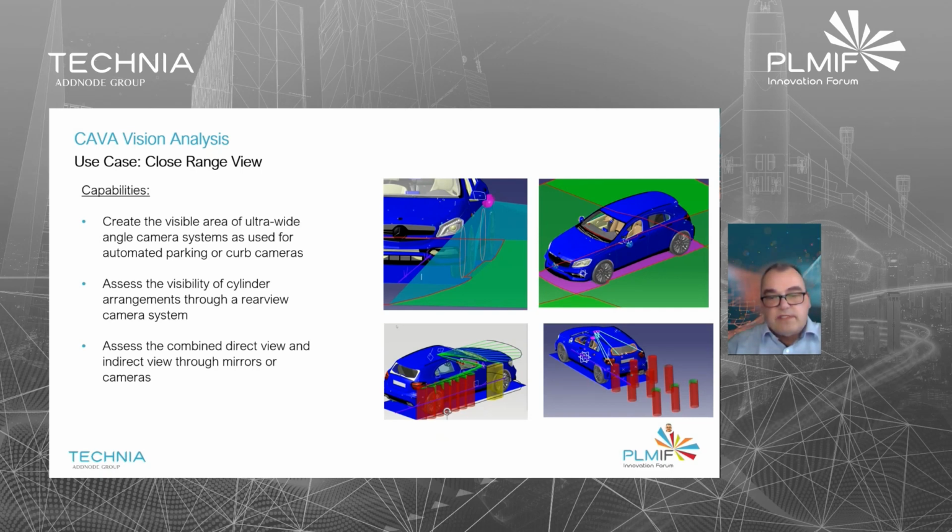In some countries, it's a legal requirement that cylinders arranged directly around the vehicle with 1 meter height must be visible, either by direct vision or by camera or mirror vision. And if there is a blind spot, it must be smaller than a given size. In CAVA, this is very easy, and you can get feedback about the blind spot and also detailed feedback on which parts of the cylinder are visible if you want to do optimizations to your vision system.